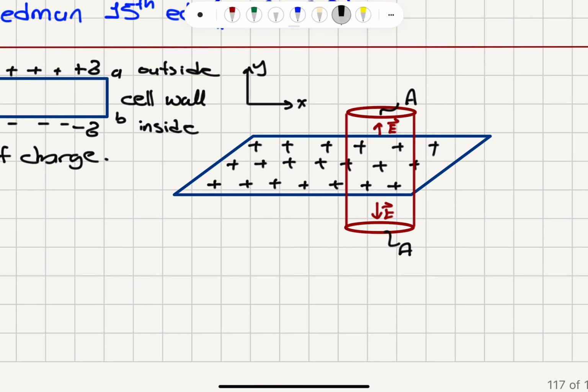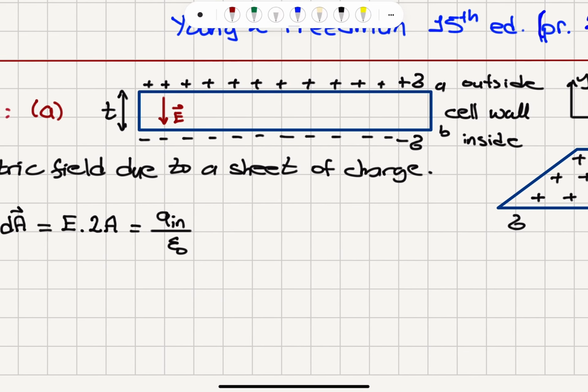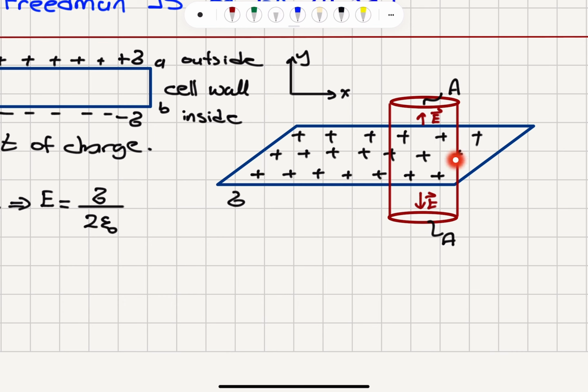How much is the charge enclosed? The charge enclosed is the charge in this area, which is the charge density sigma multiplied by this area A, which is also the top or bottom surface area. So this is equal to sigma times A divided by epsilon 0, which tells us that the electric field magnitude should be equal to sigma divided by 2 epsilon 0. Now that's for a single positively charged sheet.